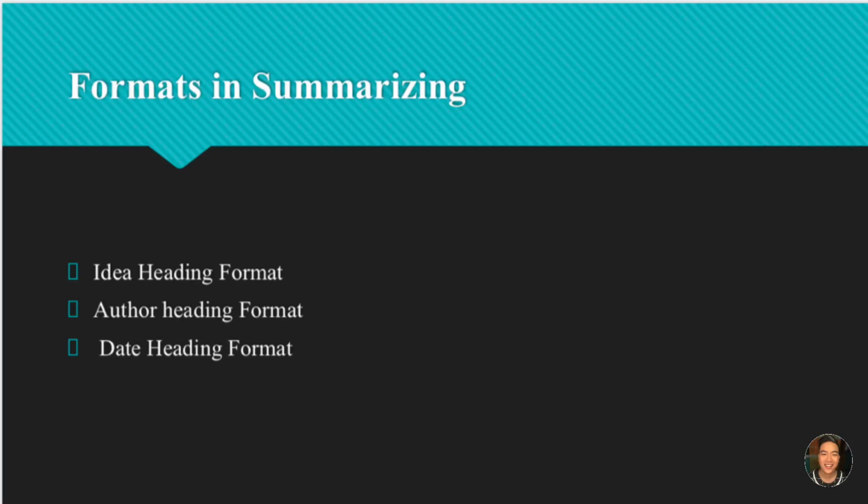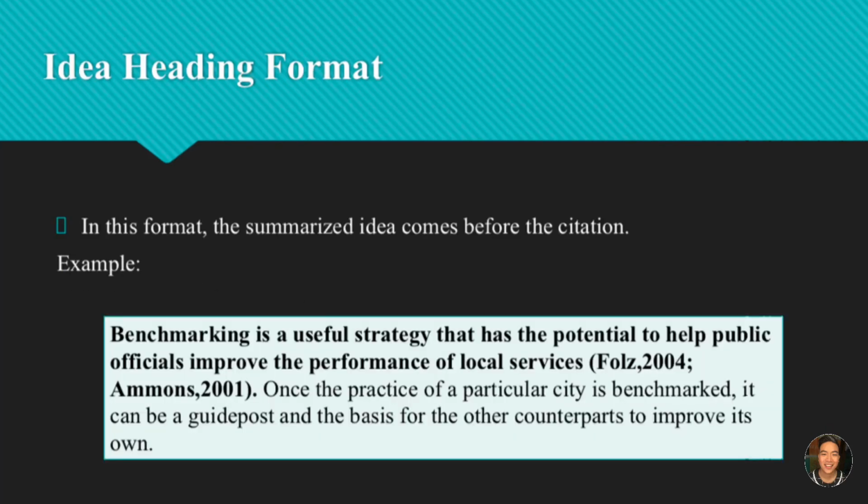First is the idea heading, author heading, and the date heading format. First, we have the idea heading format. So in this format, the summarized idea comes first before the citation. So example, benchmarking is a useful strategy that has the potential to help public officials improve the performance of local services. Once the practice of a particular city is benchmarked, it can be a guidepost and the basis for another counterparts to improve its own.